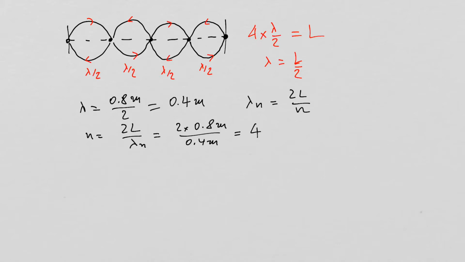There is another way to figure out n, and that is the number of loops of the standing wave. Here we have 4 loops of the standing wave, and so that is also the value for the harmonic number n. So n is in general equal to the number of loops in the standing wave.